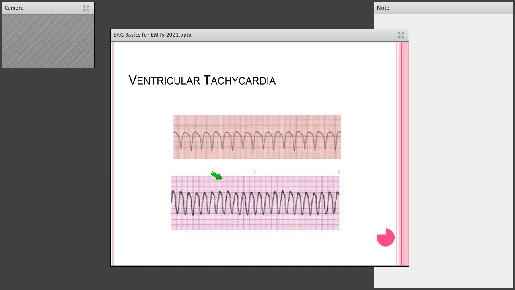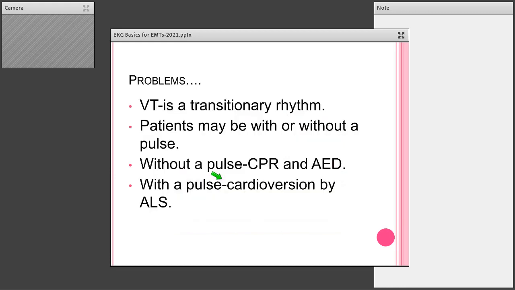So our job is to assess the patient. If they don't have a pulse, we're going to start CPR and we're going to use our AED as soon as possible. If they do have a pulse, you need an ALS provider to do some cardioversion. And again, the electricity doesn't feel good, so some supportive care is going to be very important for this nice patient.